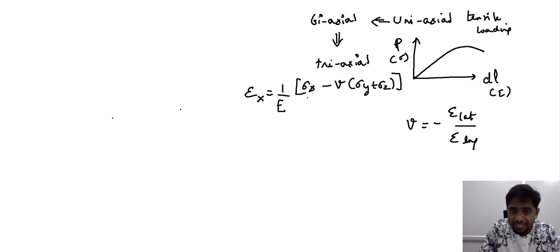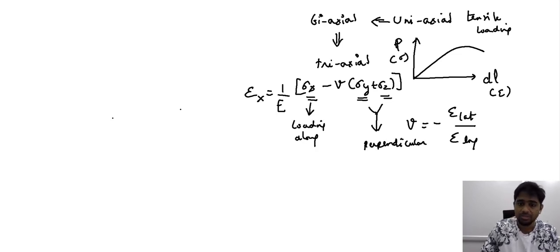So here the sigma x is the stress that we impose along the loading direction. However, sigma y and sigma z are the stresses that we impose perpendicular to the loading direction. So therefore, the influence offered by the stress along the loading direction. So we are considering the response along the x-axis. Now the influence offered by the stress along the same axis.